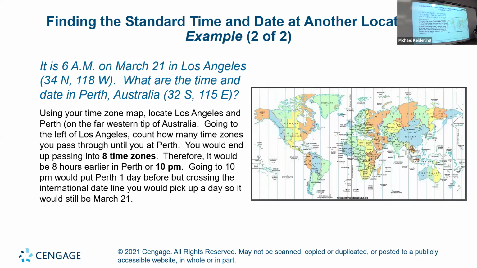But you've crossed the international date line. So by going 8 hours earlier, it would be March 20th, but you crossed the international date line going east, so you have to increase a day. So it would be, again, March 21st.